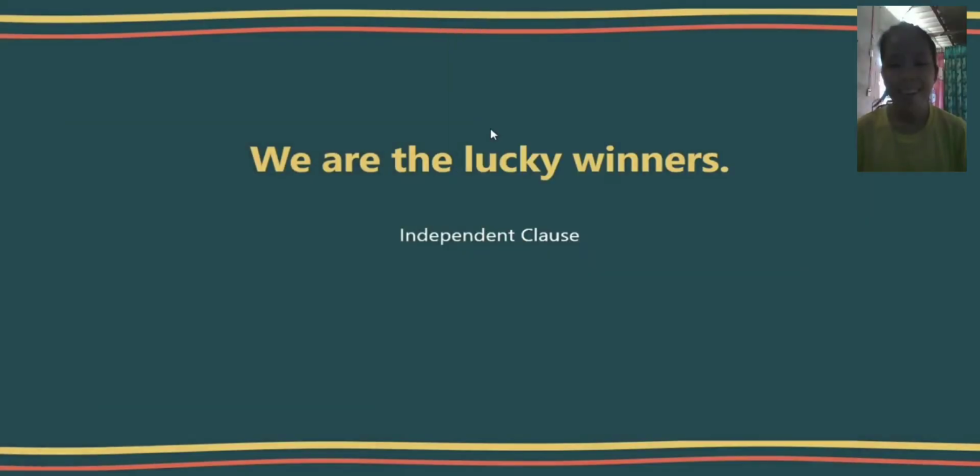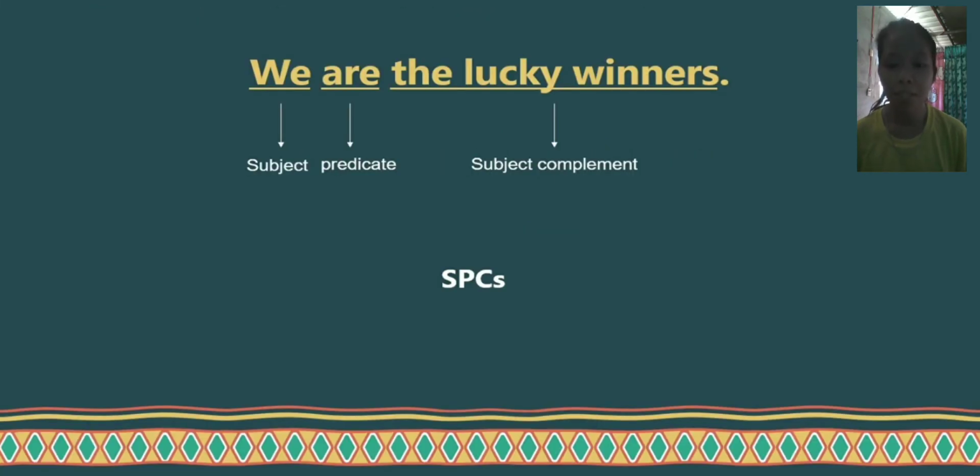Thank you. Hello everyone, I am your teacher Jessa and I will be explaining this sentence: we are the lucky winners. This sentence is an example of an independent clause because it has a subject and a verb and it conveys a complete thought. In clause elements, we have we as our subject, are as our predicator, and the lucky winners as our subject complement. It is a subject complement because it follows a linking verb and it completes the sense of our subject.